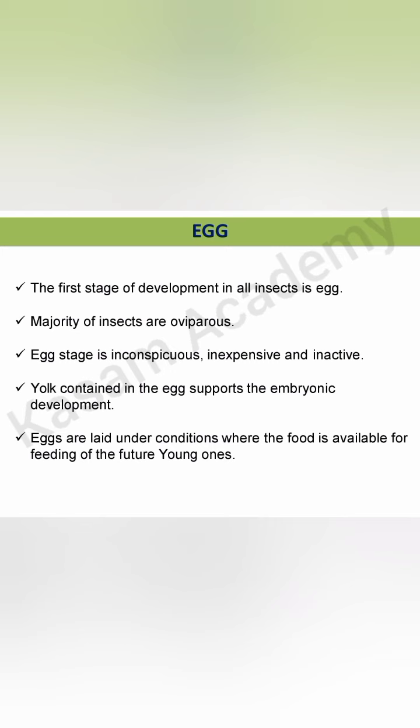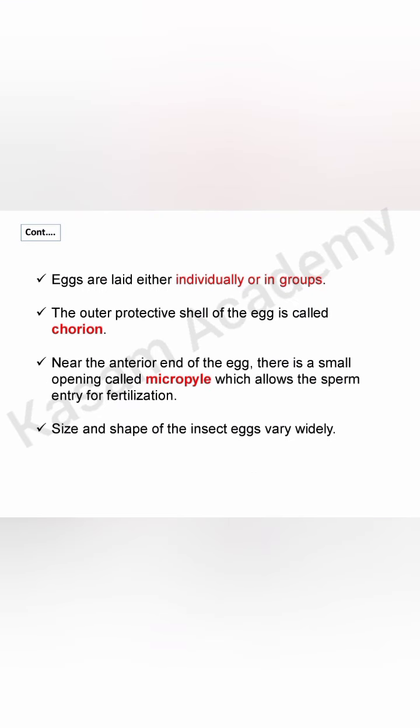Yolk contained in the egg supports the embryonic development, and these eggs are laid under conditions where food is available for feeding of the future young ones, because the young ones coming out from the egg need immediate food or energy support. That's why the adult female generally lays these eggs wherever the food source is available, and eggs are laid either individually or in groups. The outer protective shell of the egg is called the chorion.